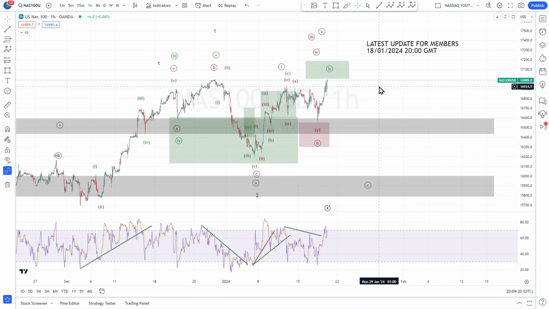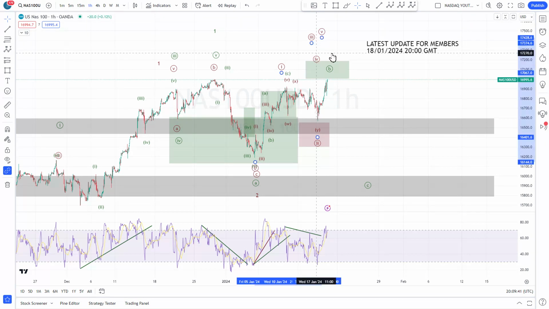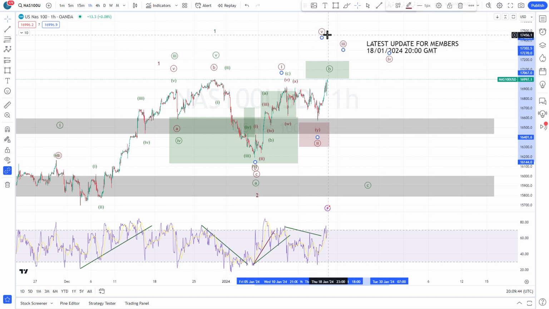Okay, in conclusion, here the trap as an expanded flat could have played out. So it could be that our wave 2 low was in right here. And then what we are seeing now is actually quite nice: impulse up, wave 1, corrective structure down, wave 2. And so this here could be the beginning of our wave 3.